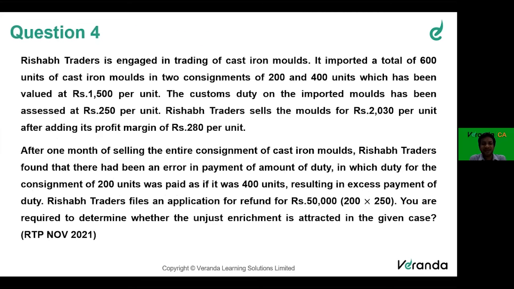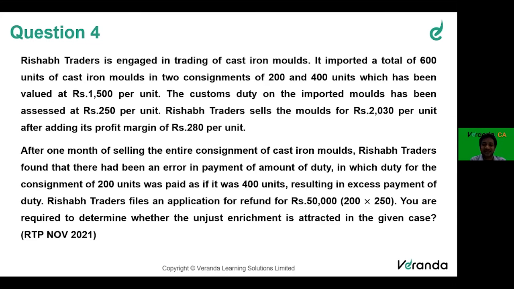Rishabh Traders is engaged in trading of cast iron molds. It imported a total of 600 units of cast iron molds in two consignments of 200 and 400 units, valued at rupees 1,500 per unit. The customs duty on the imported molds has been assessed at rupees 250 per unit. Please note here that on a unit basis, the duty payable was 250 rupees. The costing was 1,500 rupees, right?